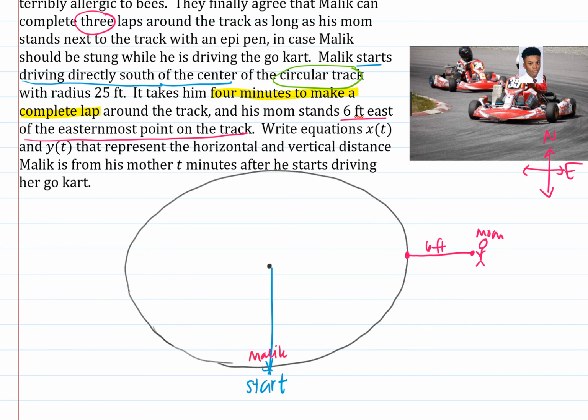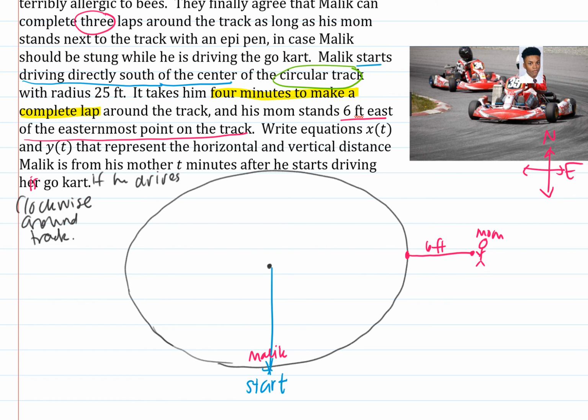Write equations x of t and y of t that represent the horizontal and vertical distance Malik is from his mother t minutes after he starts driving his go-kart. It should say driving his go-kart. Sorry about that. Okay, so he's driving around the track. Well, it should have said in here whether he's going clockwise or counterclockwise, so I do apologize for that typo. Let's assume in this case that he's going clockwise, so let's add that. If he drives clockwise around the track.